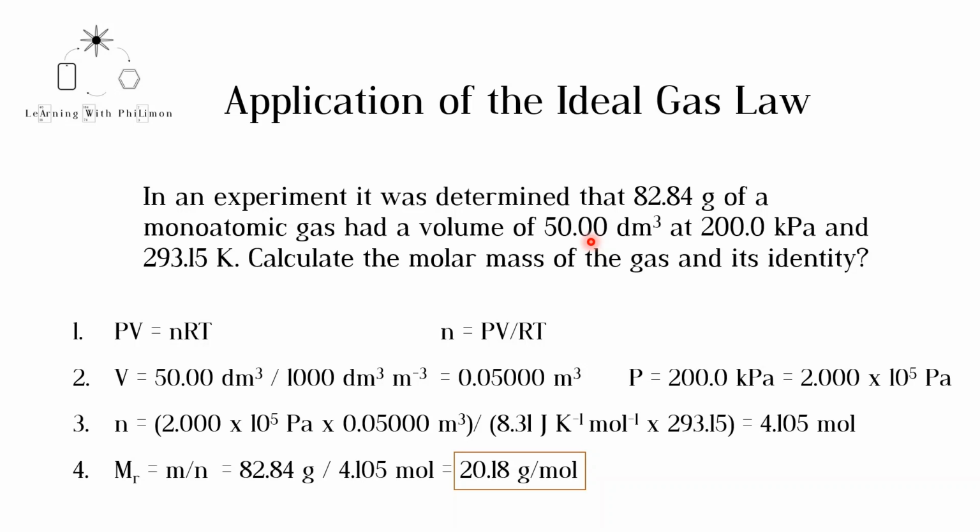Checking the periodic table, the element with a molar mass of 20.18 grams per mole is neon, Ne. Note that neon is a noble gas and rarely bonds with other elements. Neon is a monoatomic gas. This means that the neon atoms are not bonded to each other.